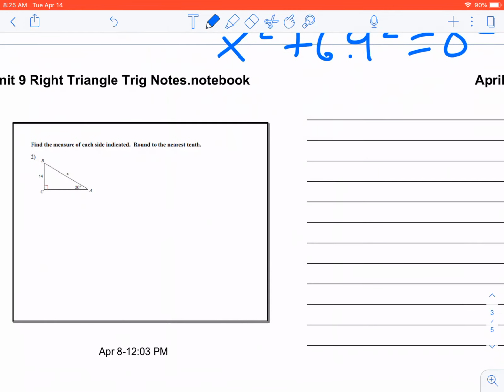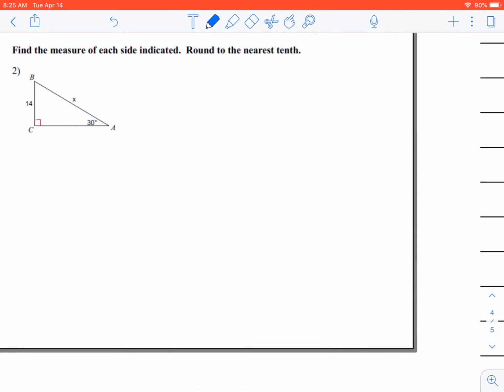So it says find the measurement of each side indicated. So they gave us one side, and we're looking for the hypotenuse. So first thing before I do anything, what I'm going to do is I am going to label my triangle. So that 30 right there is my given angle. Right across from the right angle is my hypotenuse, always. You can draw the arrow if it helps, but you don't have to. Next to my 30 degrees is my adjacent. And across from my 30 degrees is my opposite.